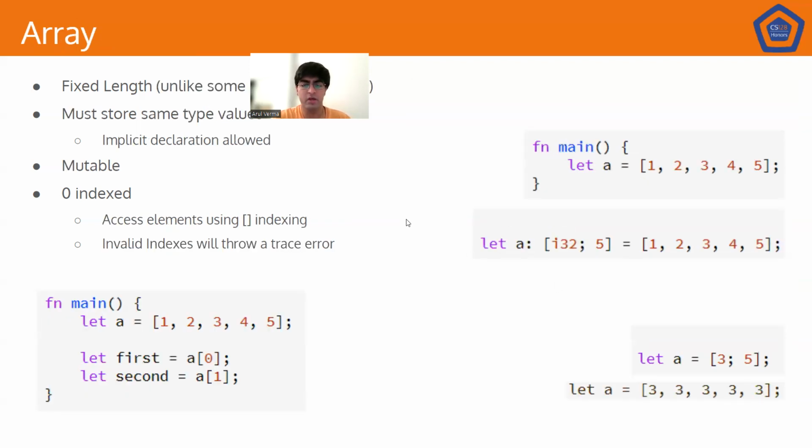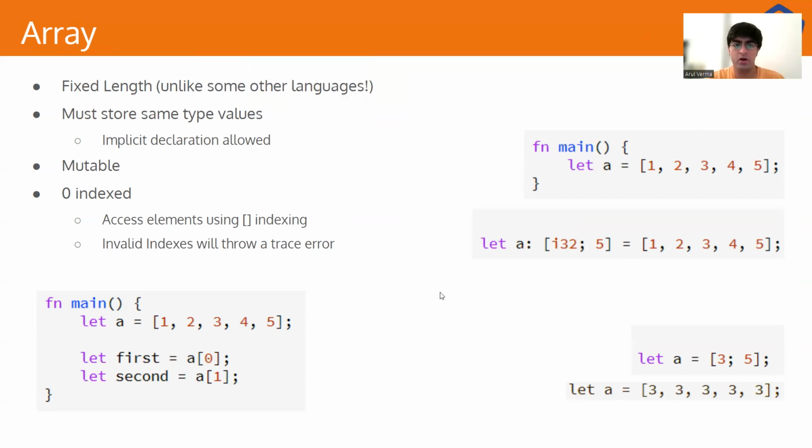The next piece of compound data types are arrays. Sorry, let me move my camera so this is more visible. Arrays are fixed length, unlike certain other languages, particularly Python, which uses lists. Arrays must also store the same type values. An implicit declaration is allowed, much like in the other types of declarations we've looked at.